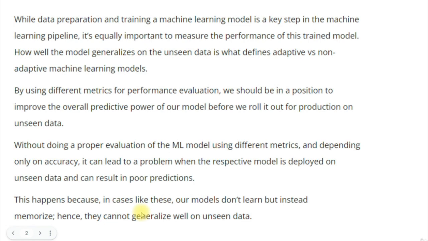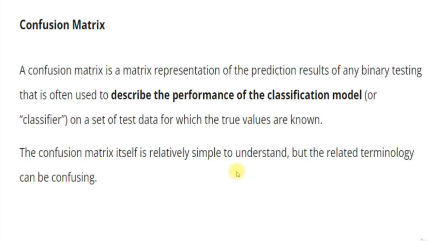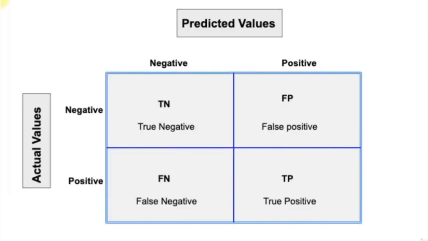This happens because our models don't learn but instead memorize, hence they cannot generalize well on unseen data. So the first important metric for a classification problem is the confusion matrix. A confusion matrix is a matrix representation of the prediction results of any binary testing that is often used to describe the performance of the classification model or the classifier on a set of test data for which the true values are known. The confusion matrix itself is simple to understand, but the related terminology can be confusing.